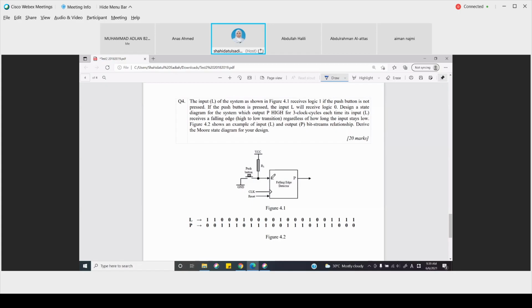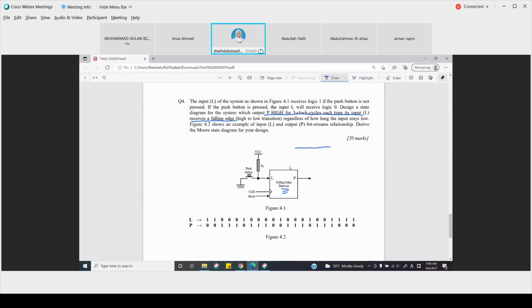So L will be 1 if the button is not pressed. If the push button is pressed, the input will receive logic 0. It's connected to ground this time. All right, design a state diagram for the system which outputs P high for 3 clock cycles. P will be high for 3 clock cycles each time its input receives a falling edge. It means when this circuit detects a falling edge, when there's no button press, it is always 1, right?